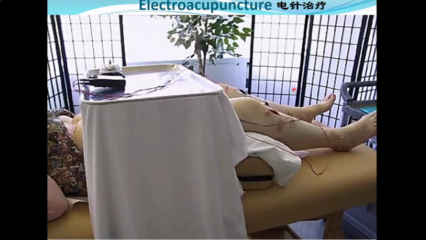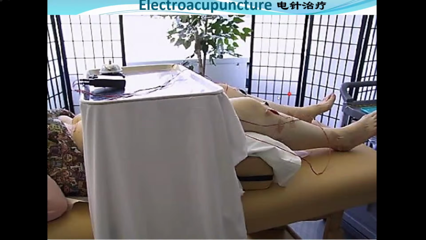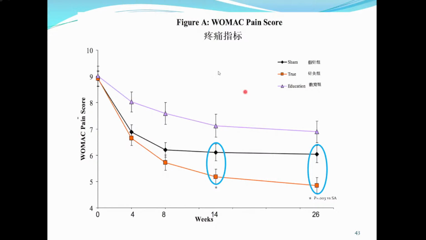So in the end, we ask the patient, do they know what treatment they received? They cannot tell. So the results, you see the WOMAC pain score. The purple line on top is the education group. They slightly improved, the pain decreased from 9, but not as much as the other 2 groups. The middle black line is the sham acupuncture treatment group. And the third one, the red color, is the true acupuncture treatment.